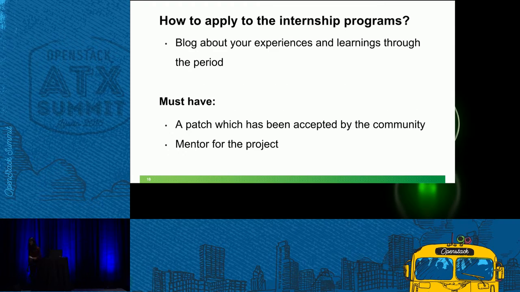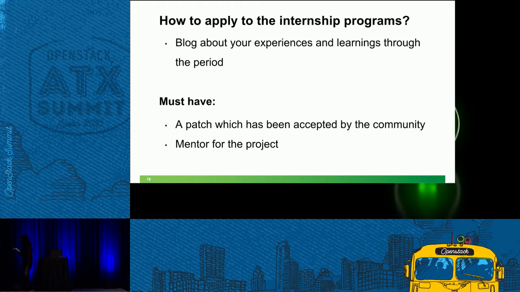And another thing that we really encourage interns to do even while they're applying is to blog about their experiences. This is really important because when you actually start blogging, you realize that it helps you to sort out all the things that you have done so far, and you know where you stand. So it's important, and also for other people to learn from your experience and just spread awareness. So we encourage people to blog through the internship period as well.